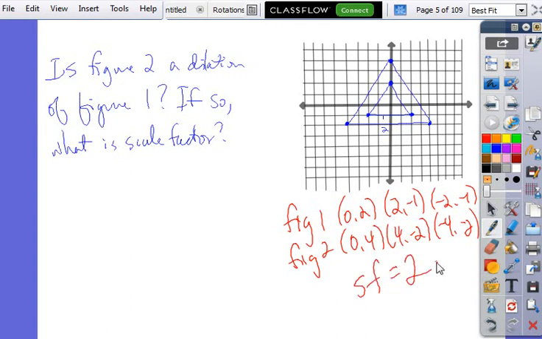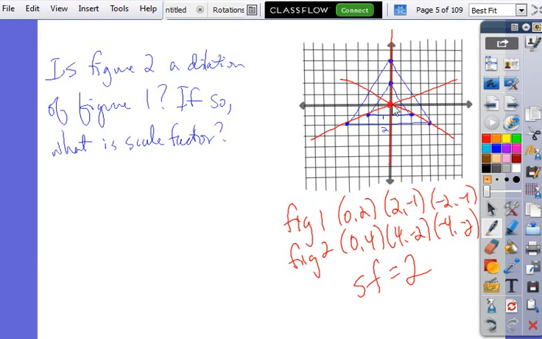Something else you're going to probably be asked is, what is the center of the dilation? In order to find the center of the dilation, you take the points that match up, whether it's A and A prime or whatever, and draw a line through them. And do that for all 3.